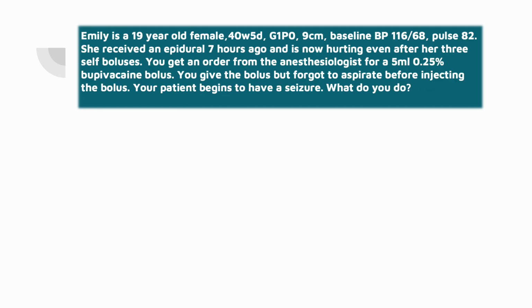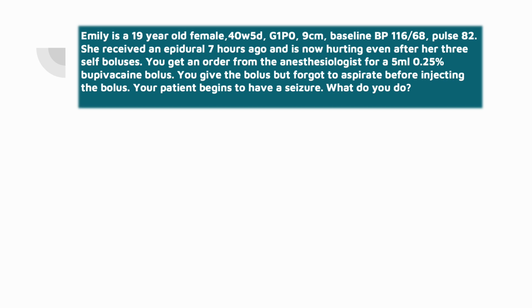All right, next. It's another scenario. Emily's 19 years old. She's a 40 and 5, G1P0. She's 9 centimeters. Baseline blood pressure is 116 over 68. Her pulse is 82. She received an epidural 7 hours ago. Now she's hurting, even after 3 self boluses. So you're going to call the anesthesiologist and get an order for a 1/4% bupivacaine bolus. He gives you 5 mLs. All right, you give the bolus, but you forgot to aspirate before injecting.